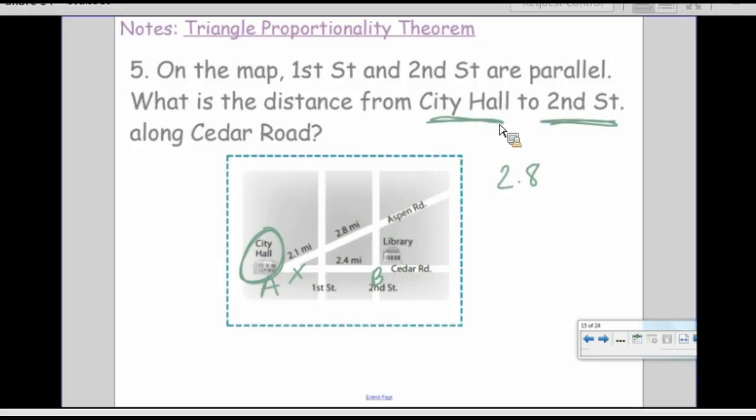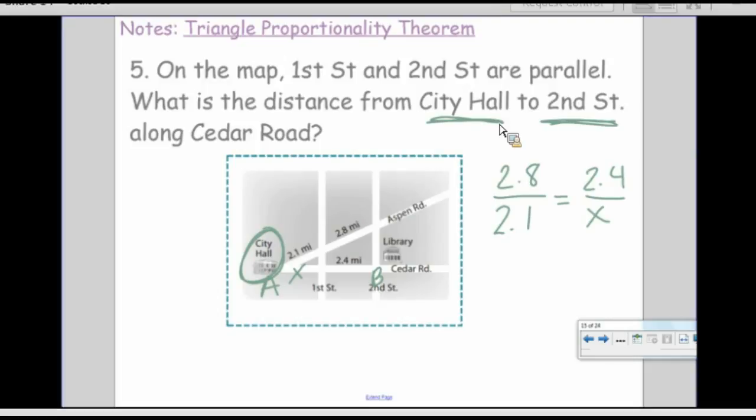Okay, we're going to stay on one side of the triangle at a time. So 2.8 is to 2.1 as, there you go, that'll work. He went this way this time, which will work as long as you go that way both times. Cross multiply on that calculator, please.